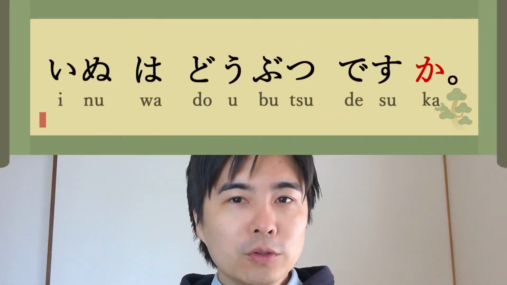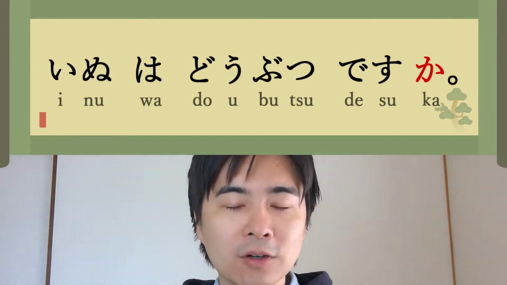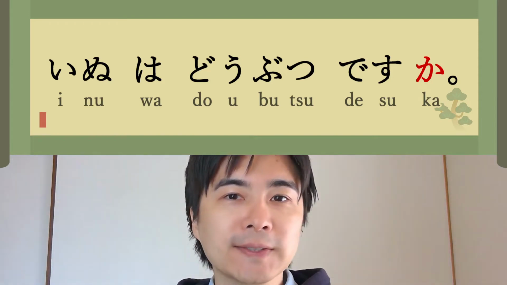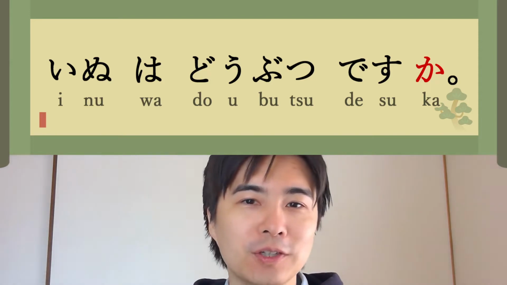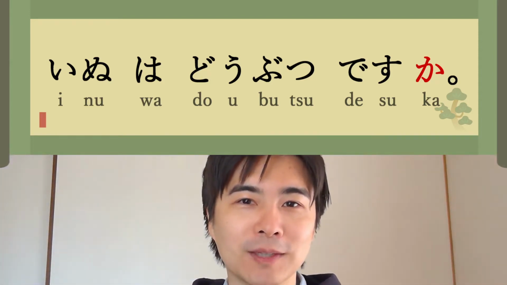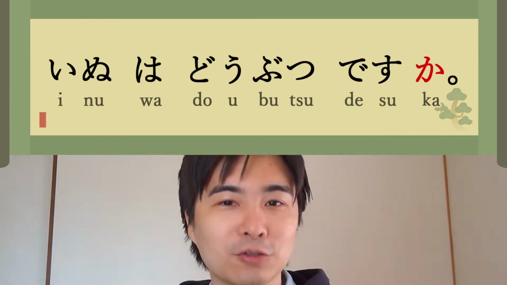犬は動物ですか? This sentence means, are dogs animals? I'm not sure if you will have an opportunity to be asked this question in Japan because Japanese people probably know that dogs are animals. But this is just an example to learn the sentence structure.